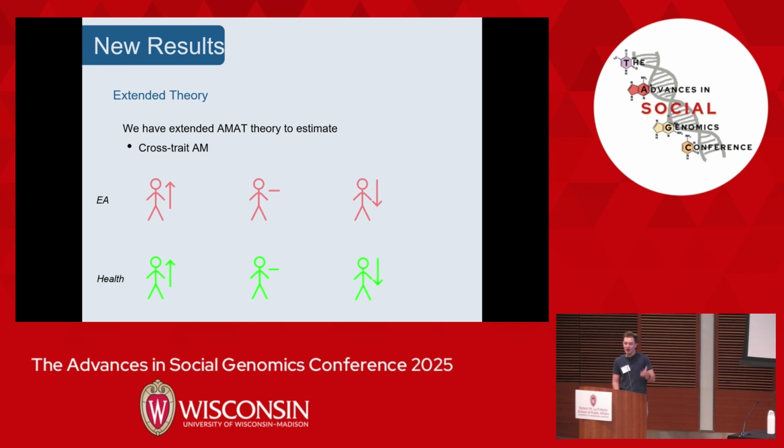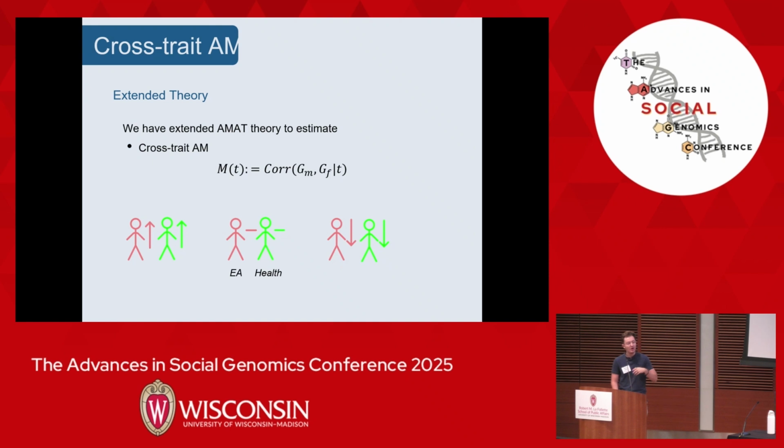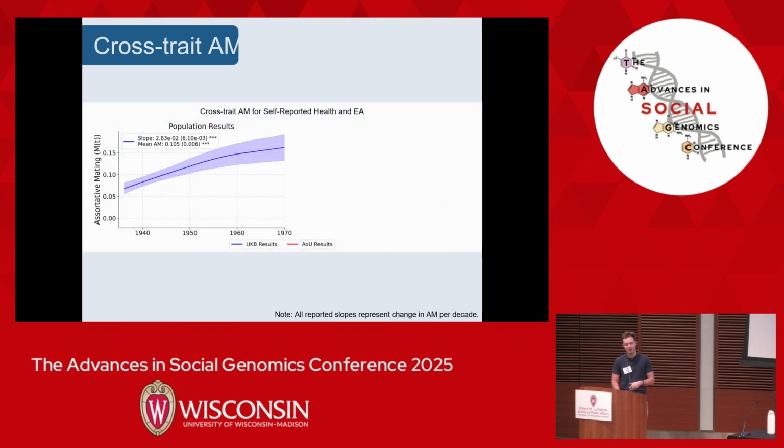If we have cross-trait assortative mating between these two groups, we might see something like this, where people who have high educational attainment are pairing with people who have high self-reported health, and vice versa. We're going to be measuring cross-trait assortative mating using that same mate PGI correlation at the time their child was born. All right, so let's talk about some results that we have for cross-trait assortative mating.